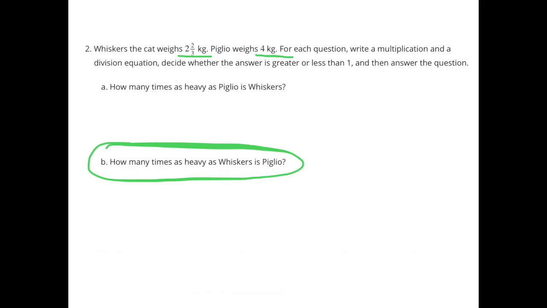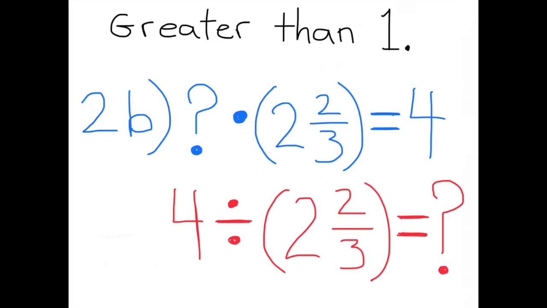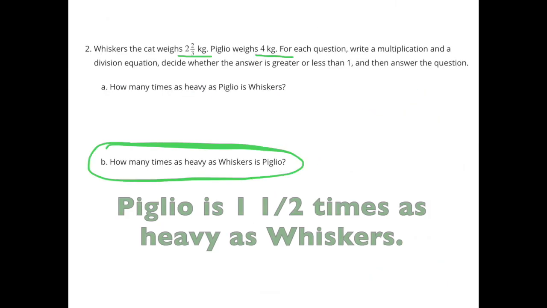B. How many times as heavy as Whiskers is Piglio? This answer is going to be greater than 1. The multiplication problem would be what number times 2 2/3 equals 4, and the division problem would be 4 divided by 2 2/3 equals what number? Piglio is 1.5 times as heavy as Whiskers.